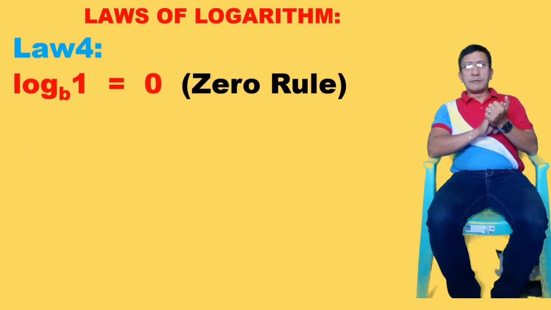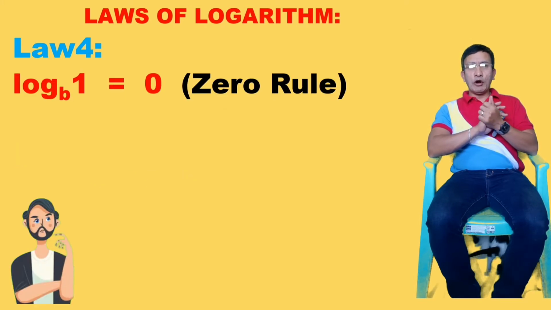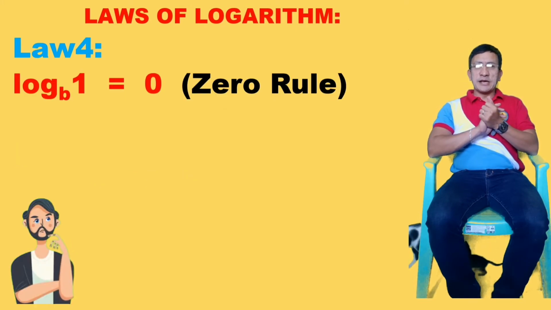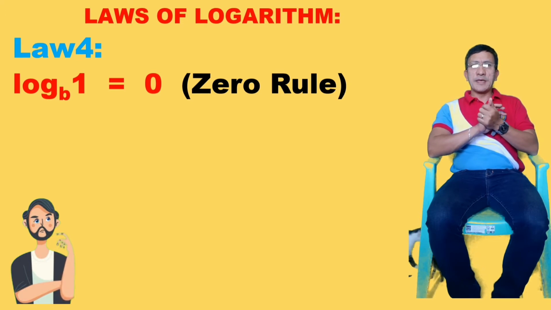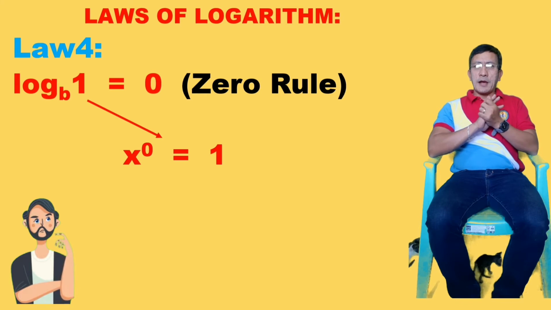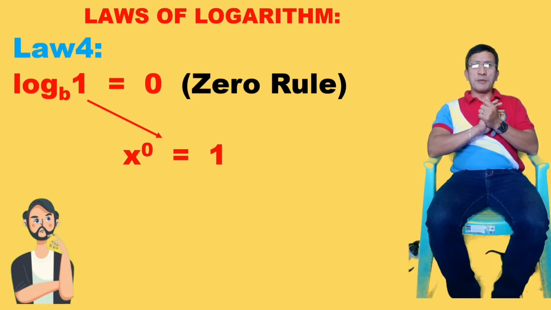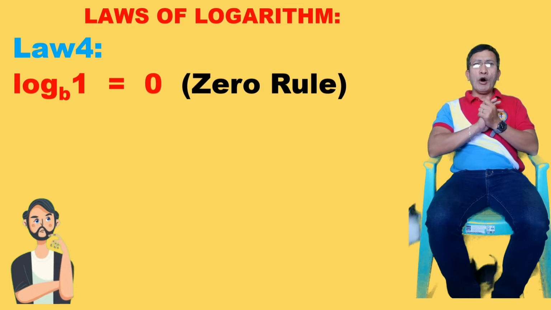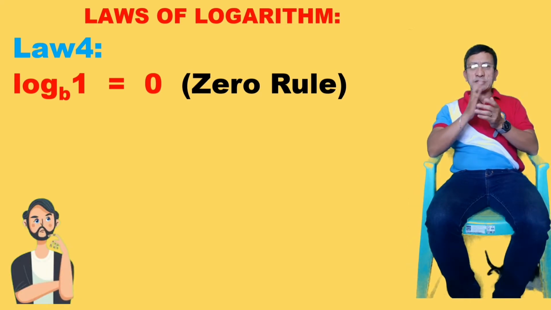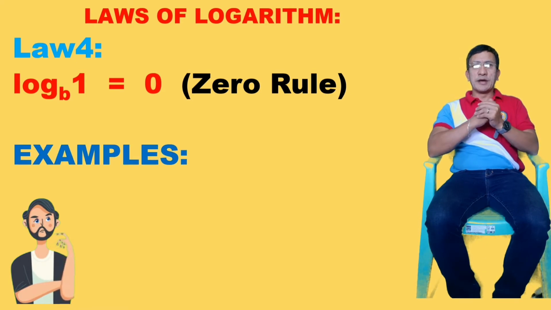Law of logarithm number 4 states that log of 1 with base b equals 0, called the zero rule. It came from the law or property of exponent, x to the 0 equals 1. Meaning, in all the logarithms of 1, in any base, the value is always 0.